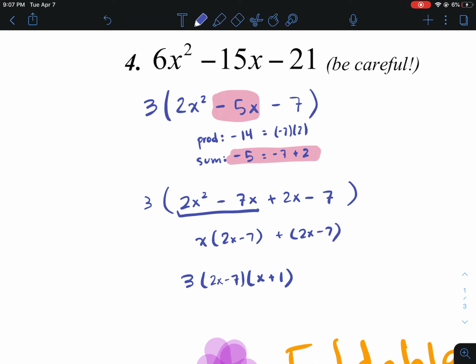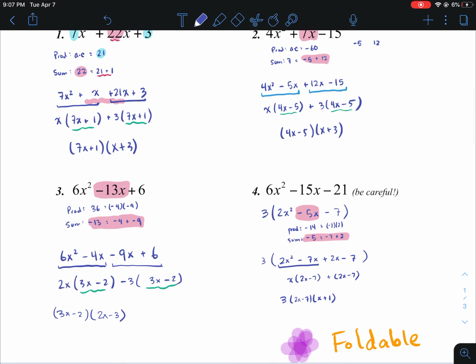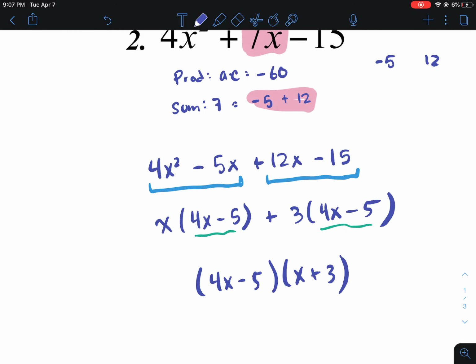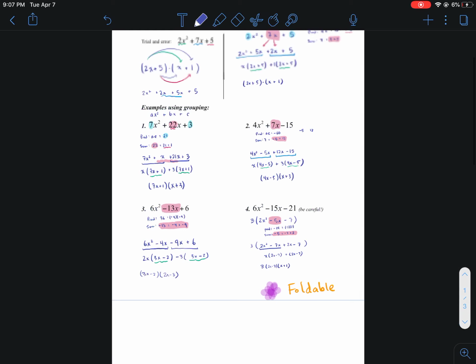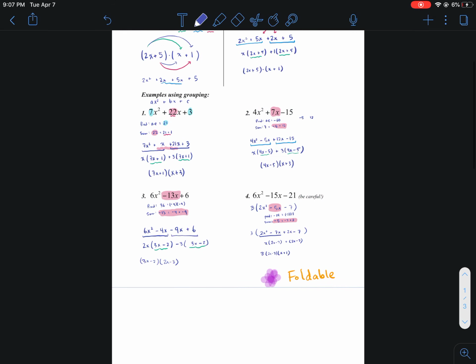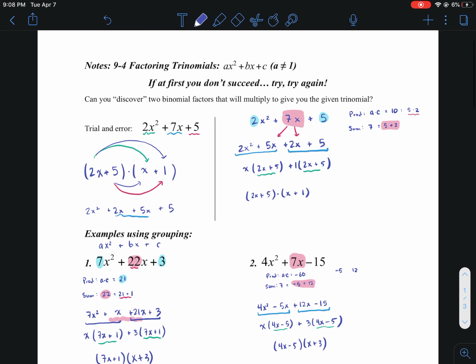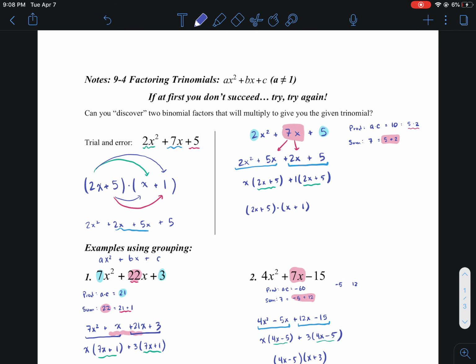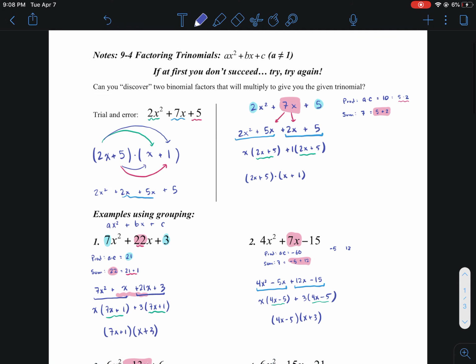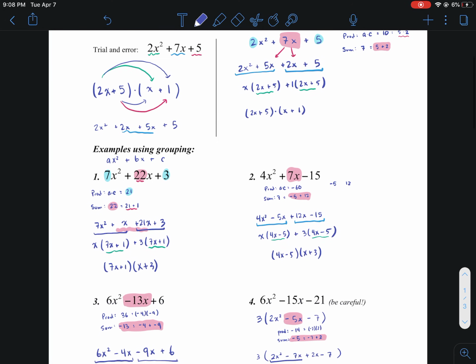But we have our special products and those things that can help make it easier, so we don't always have to go through this process. Hopefully that made some sense. Feel free to go back and look through some of these examples. I'll be available during office hours if you need me. And yeah, we're just going to practice factoring a bunch.